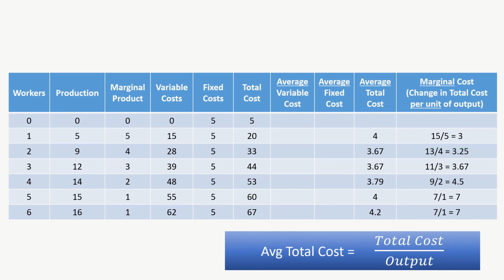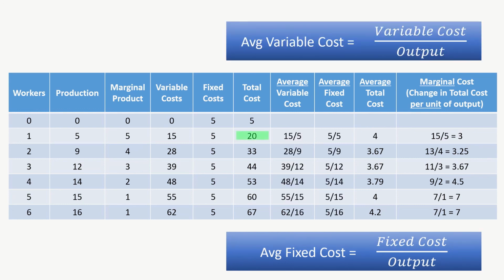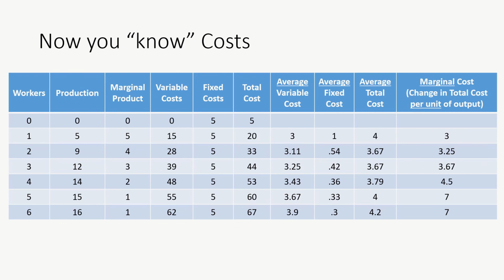Next, let's turn to average total cost, and then we're just going to divide the total cost by the output level. So for one worker, the total cost is 20, the output is 5, so the average total cost is 4. We're going to do the same thing for average variable cost and average fixed cost. You take the variable cost of the first worker, that's 15, divide it by the output 5, the average variable cost is 3, and then take the fixed cost of 5, divide it by 5, which is the output of the worker, and you get an average fixed cost of $1.